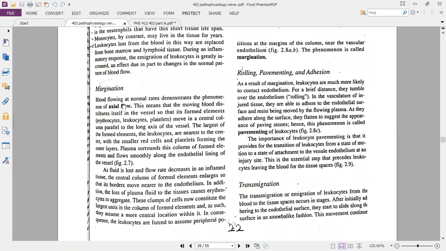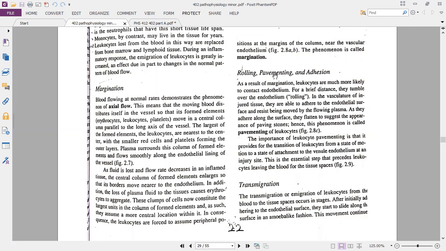Once they have marginated themselves and aligned with the endothelial cell, rolling starts to occur. They start to roll over that endothelial cell. Once they roll there, they pavement themselves. Pavementing means that they become flattened. They do not stay in the shape that they initially were. Pavementing means that they become flattened, just like pavement stones.